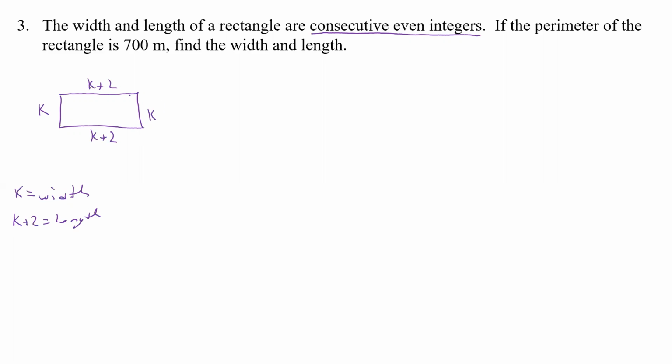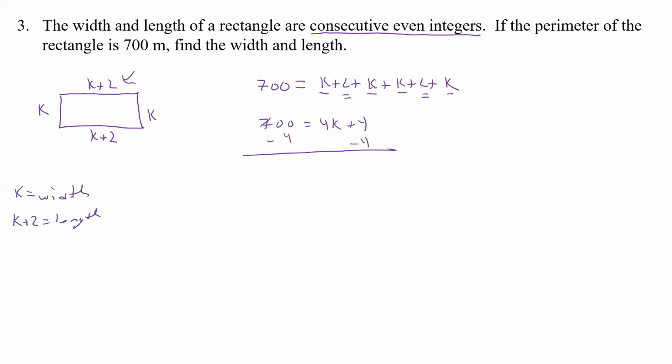So we've labeled everything. Now it says if the perimeter is 700 meters, find the length and width. Well, now we just add up all those and set it equal to 700. So again, let's start here: k plus 2 plus k plus k plus 2 plus k. So now we've gone clear around, and now we add like terms. And so we get 700 equals 4k plus 4. Now we subtract 4.